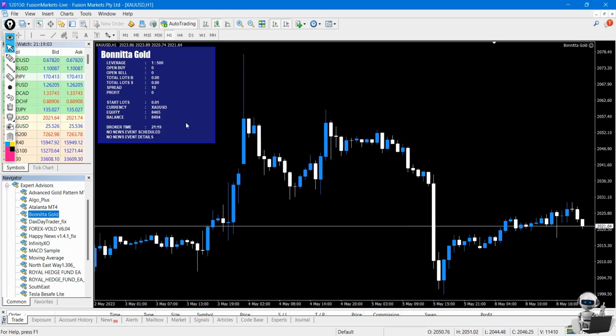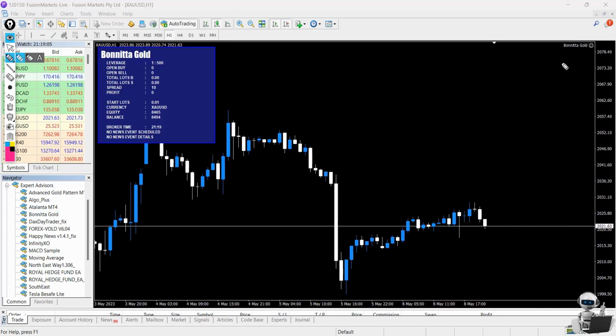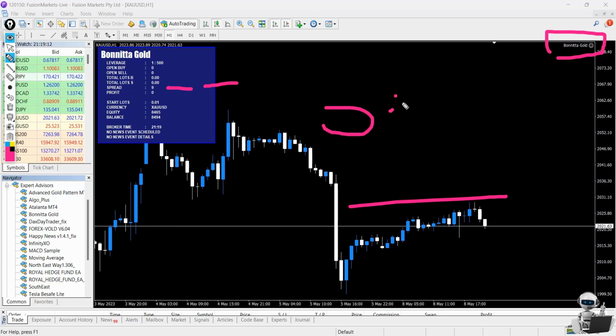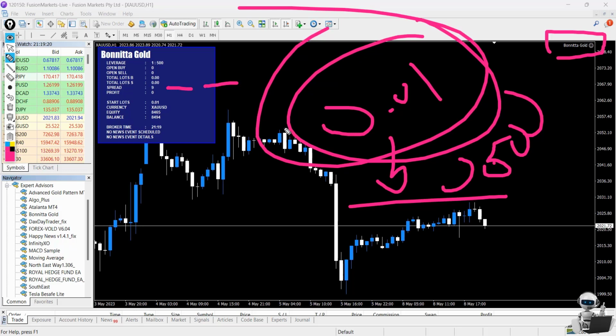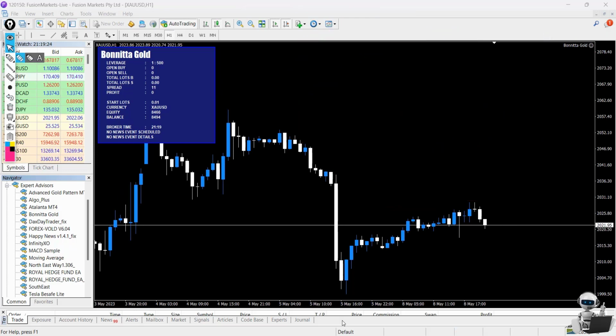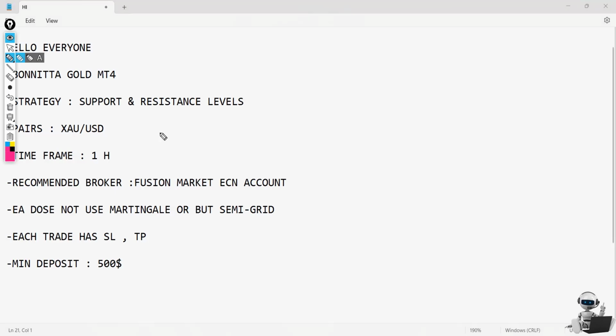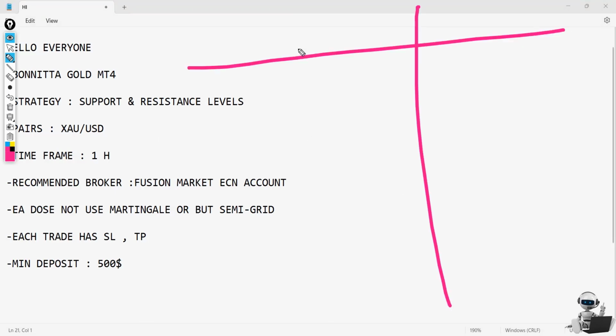And here you go, this will be the dashboard for the EA Bonnitta Gold, and whenever a trade happens, it will start with 0.01. I recommend using this with 500 US dollars. This will be the lot size I would recommend. It will be safer.